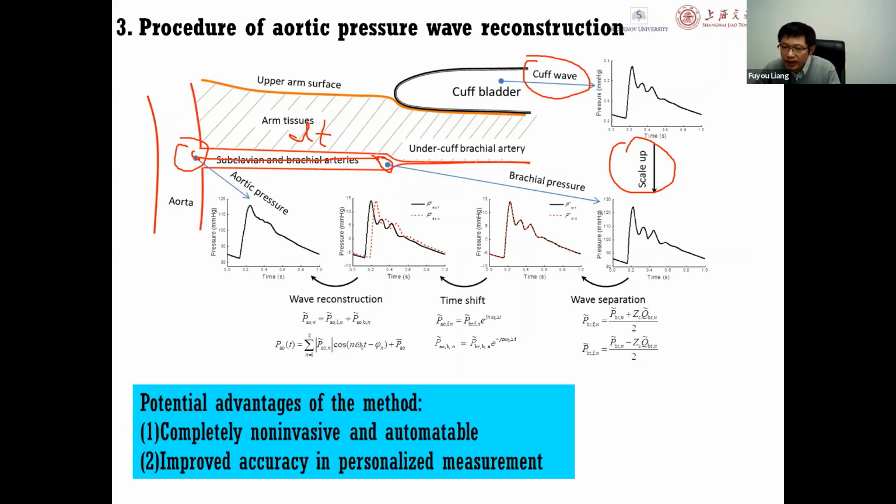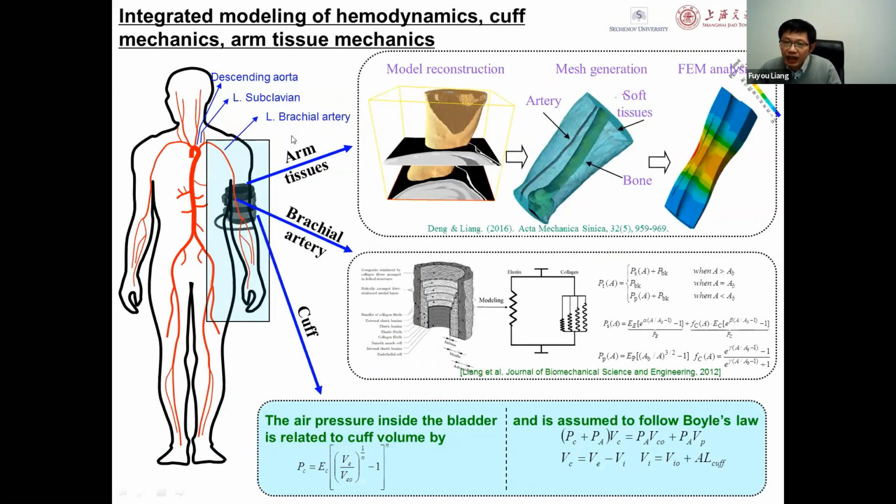So this kind of method has some potential advantages. For example, it is completely non-invasive and automatable, and it has improved accuracy in personalized measurement. So in order to verify the validity of our approach, in the next step, we developed a computational model that integrates the cardiovascular hemodynamics, cuff mechanics, and arm tissue mechanics together. I'm not going into the details of the modeling methods.